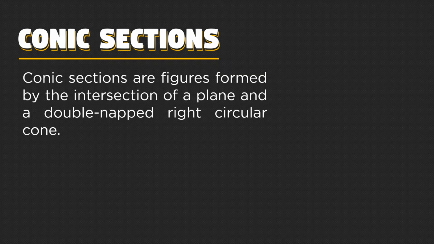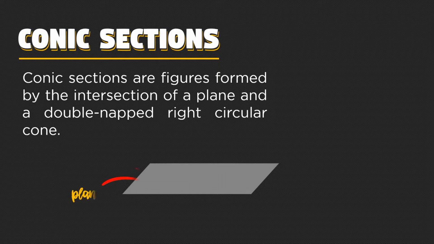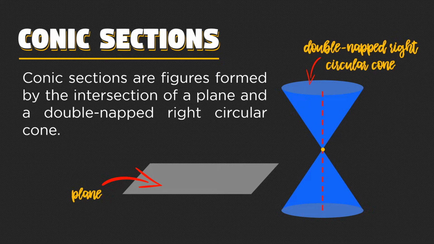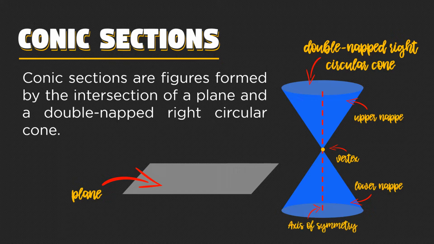Conic sections are figures formed by the intersection of a plane and a double-napped right circular cone. These are the parts of our double-napped right circular cone. We have the lower nap, upper nap, the vertex, and the axis of symmetry.